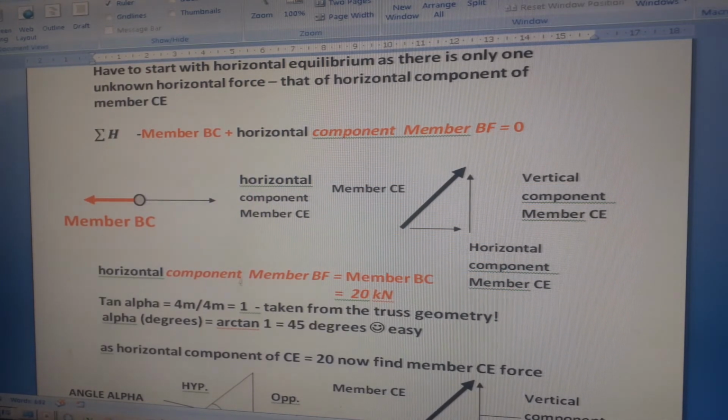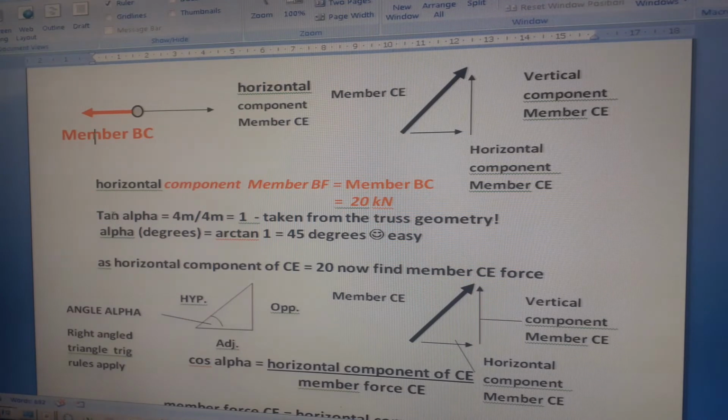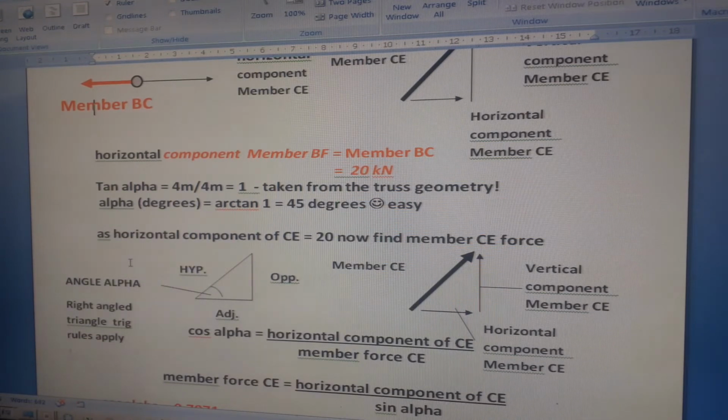So the horizontal component member BF equals member BC equals 20 kilonewtons. I worked that out in the last video as well, but tan alpha equals 4 meters divided by 4 meters equals 1, taken from the truss geometry. So alpha equals arctan 1 equals 45 degrees. So as the horizontal component of CE equals 20, now find member CE force.